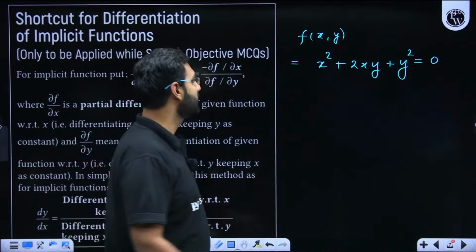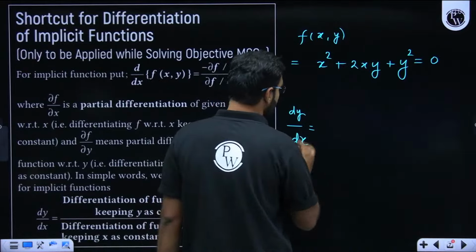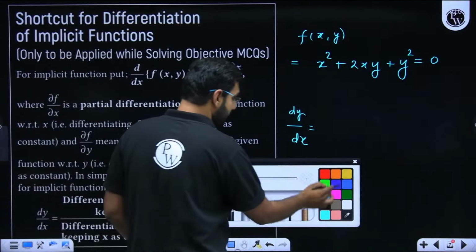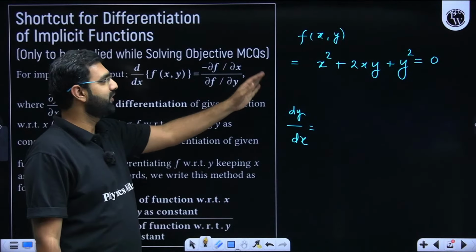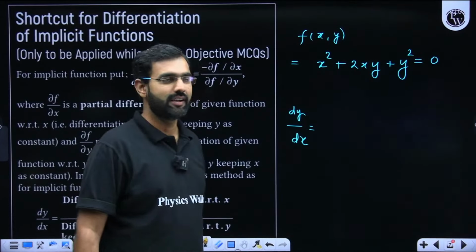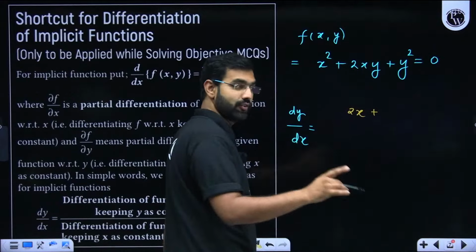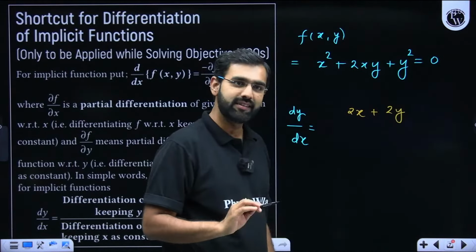The second method is really interesting. You can directly write dy by dx with this short technique. What is that short technique? Students, pay attention to that part. The short technique is really simple and very interesting. It says you should differentiate this function partially with respect to x. So partially with respect to x means what? In 2xy, with respect to x it will be 2y, and y square will be treated as 0.